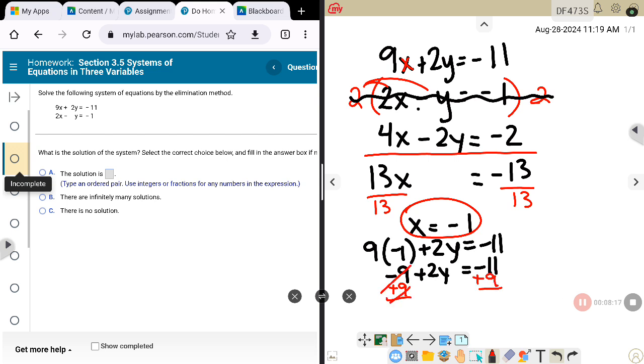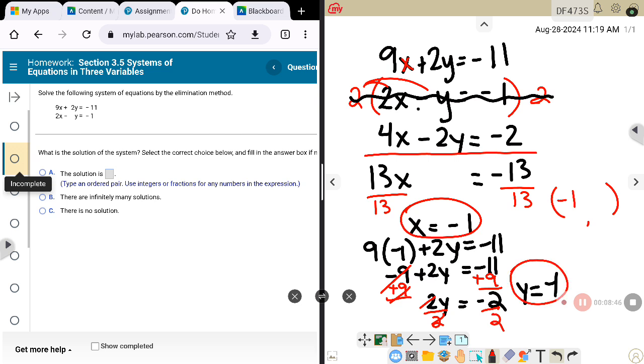So now I've got 2y equals negative 11 plus 9 gives me negative 2. So then I'll divide both sides by 2. So now I know that y equals negative 2 over 2 gives me negative 1. And again, you enter your answer as an ordered pair, the x coordinate and then the y coordinate. So my x coordinate is negative 1 and my y coordinate is negative 1.